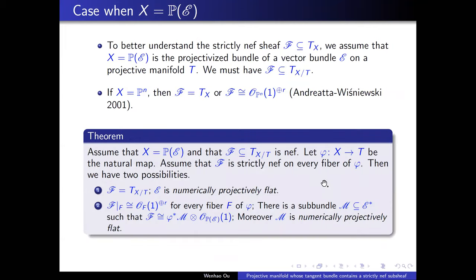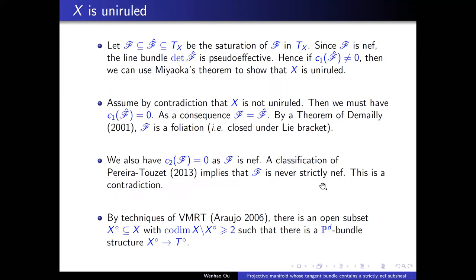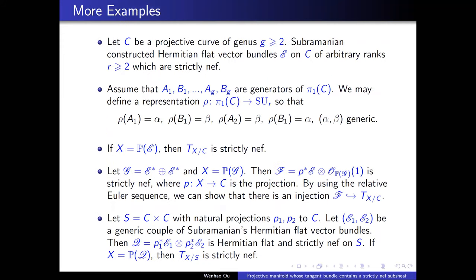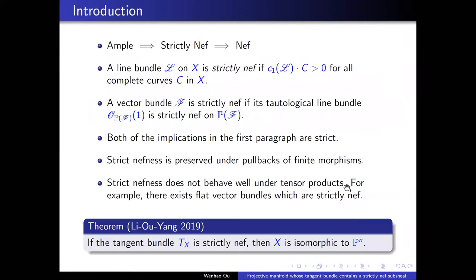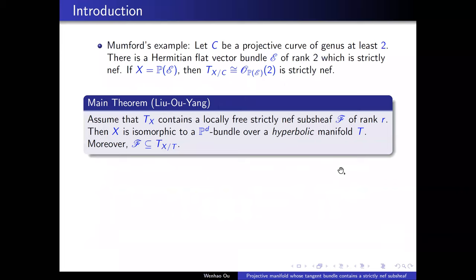You mean the main theorem? The theorem says that if you have a strictly nef subsheaf of the tangent bundle, then the fibration, so that, not this one, the main theorem. So you say that you have a fibration over a hyperbolic manifold, and the subsheaf is just the relative tangent bundle.